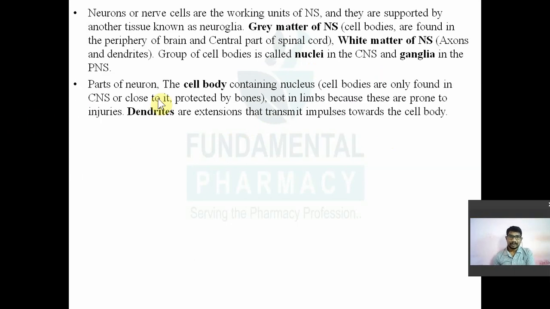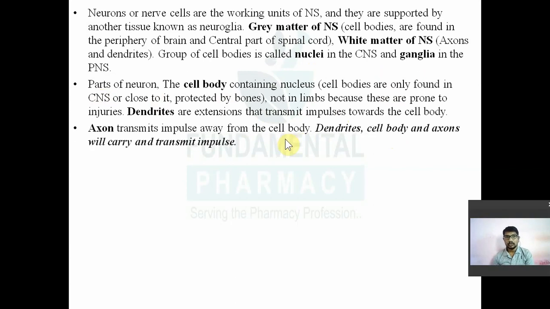Now the parts of a neuron: the cell body is there, then dendrites are there, then the axon is there. The cell body contains the nucleus, and cell bodies are only found in the CNS or in close proximity to the CNS. Cell bodies are not found in the periphery, not present in the limbs. For example, in the nerve of your leg, there will be no cell body, only the axon and dendrites. So the cell body is only present in the brain or near to the brain, that is, in the spinal cord.